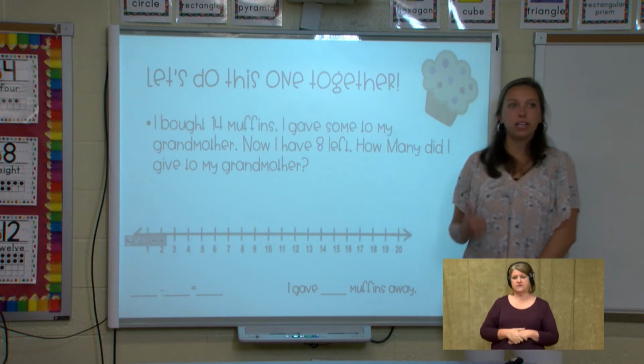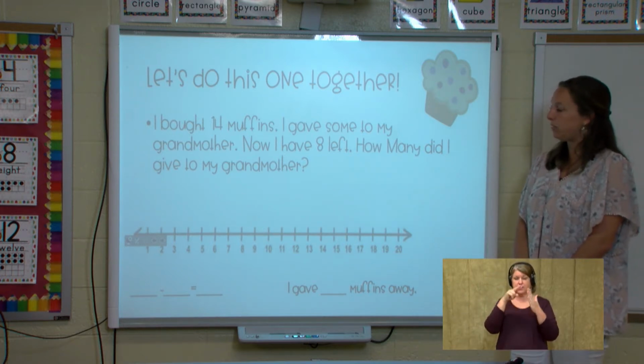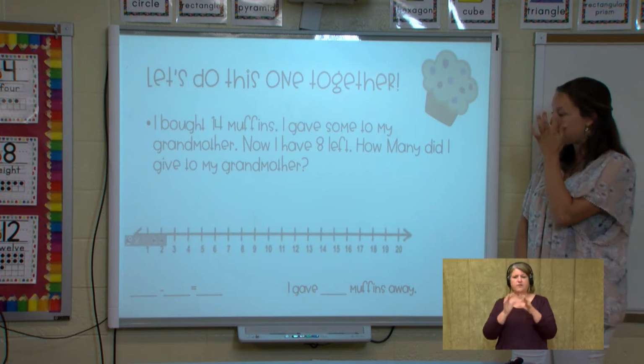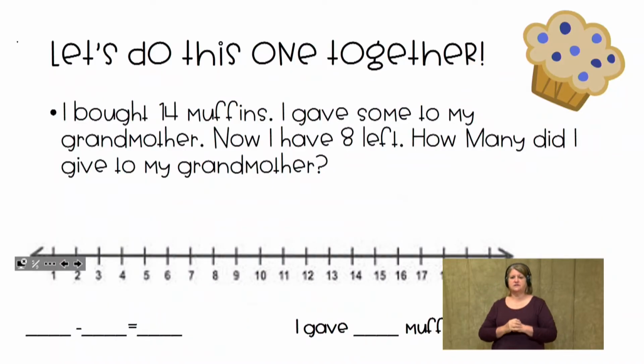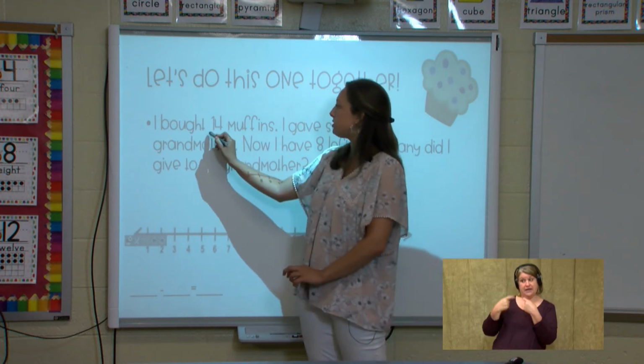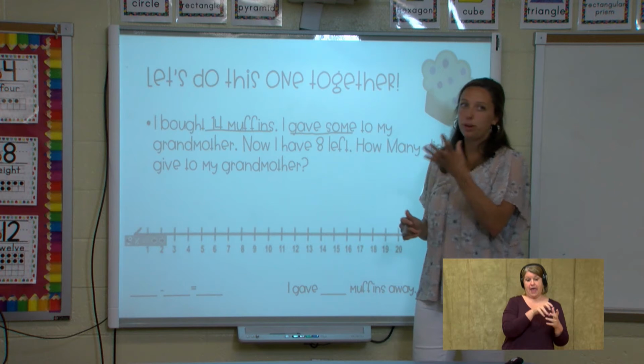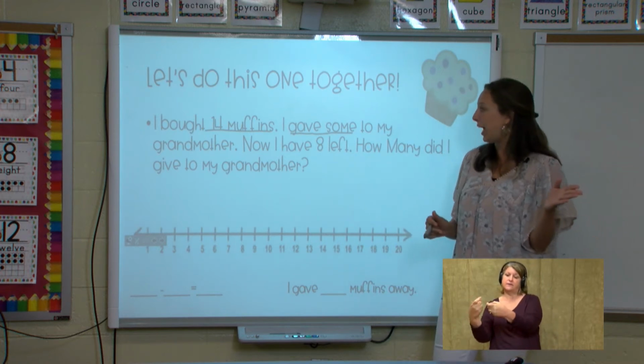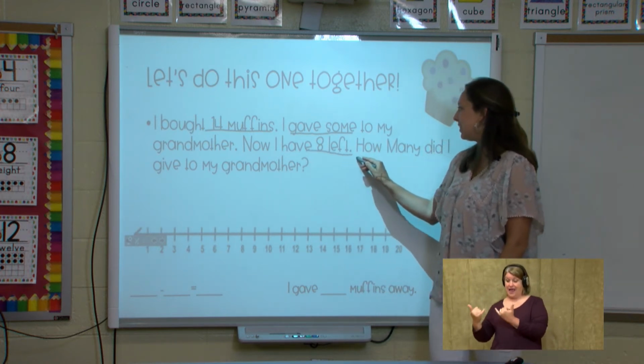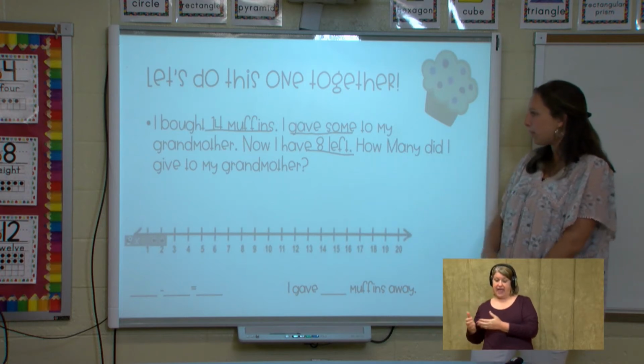All right, I'll let you read it and try to pick out the important information. I bought 14 muffins. I gave some to my grandmother. Now I have 8 left. How many did I give my grandmother? Okay, the important things. I started out with the 14 muffins. I gave some away, so I'm not getting some, I'm giving some away, and now I have 8. How many did I give my grandmother?